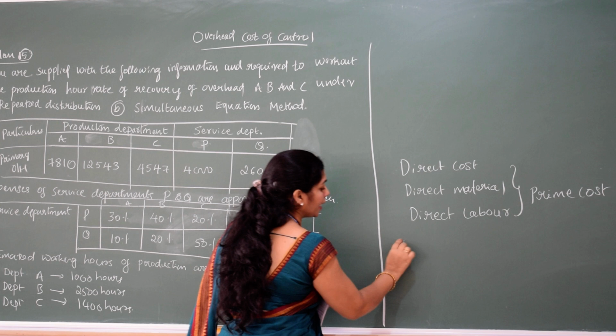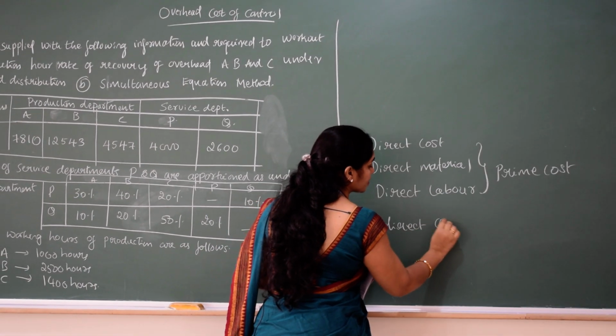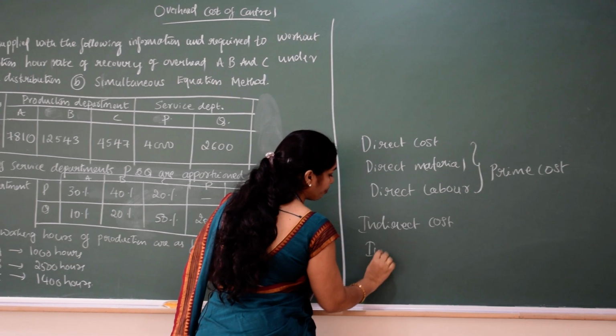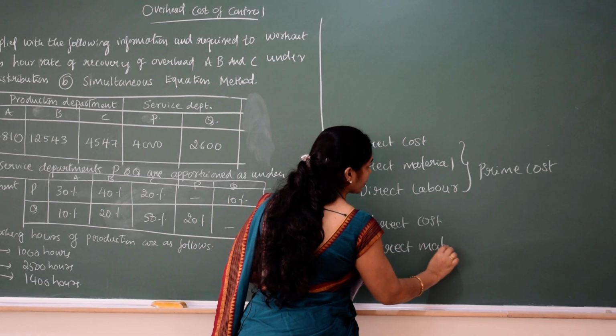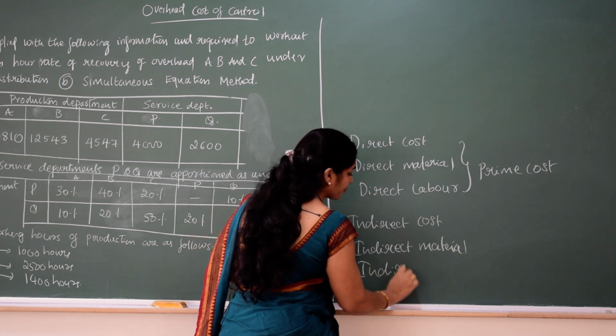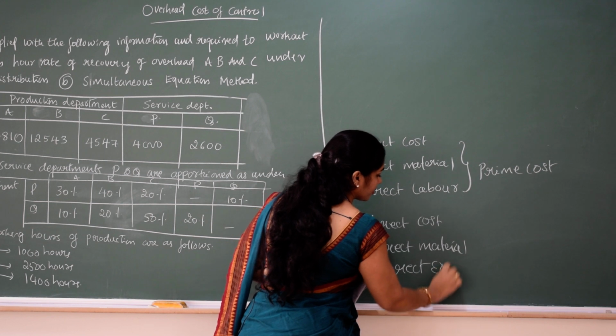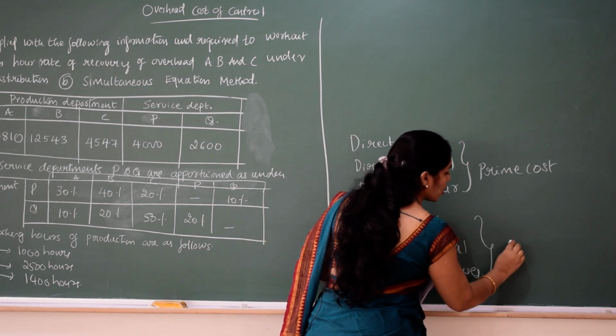Another one is indirect cost: indirect material, indirect expenses or labor. These are called overhead.